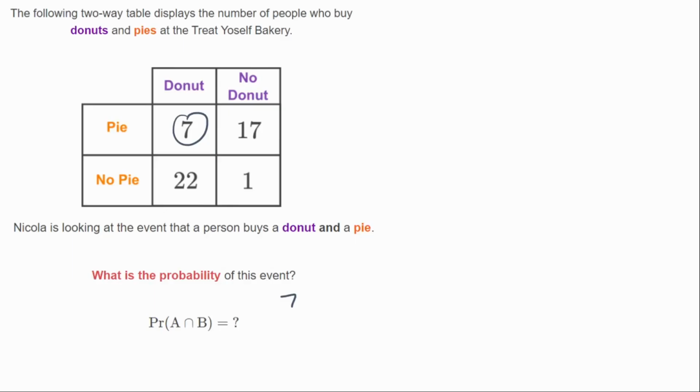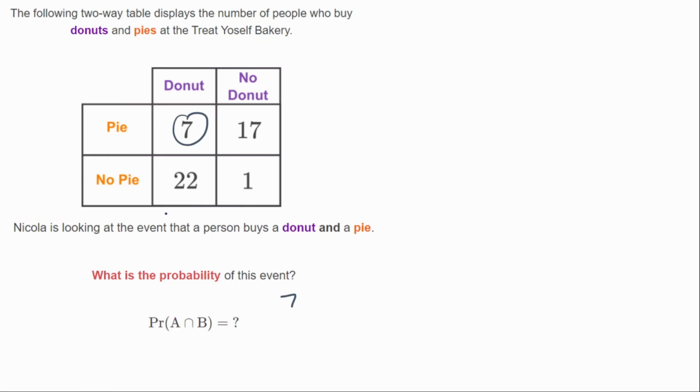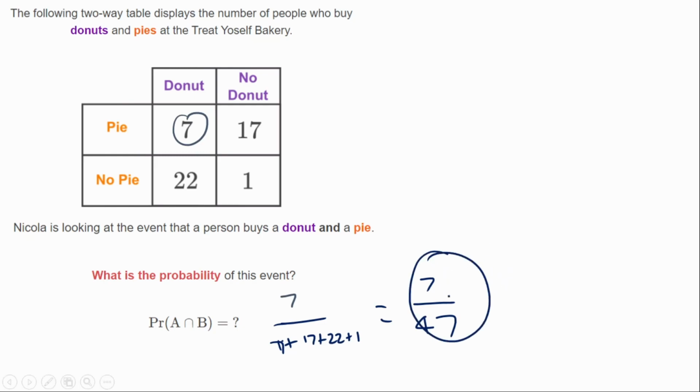And to get the total from this two-way table, all you will need to do is add all these numbers together. So we'll do 7 plus 17 plus 22 plus 1. So it'll be 7 out of 7 plus 17 plus 22 plus 1. A total of 47 there. And both 7 and 47 are prime numbers, so they can't be divided by anything. So that is our fraction in its simplest form. So your answer would be 7 out of 47.